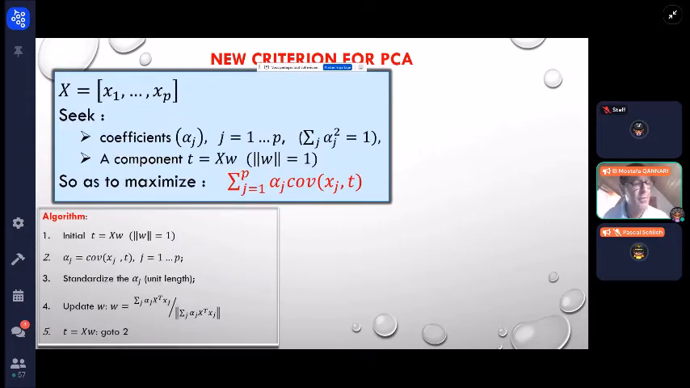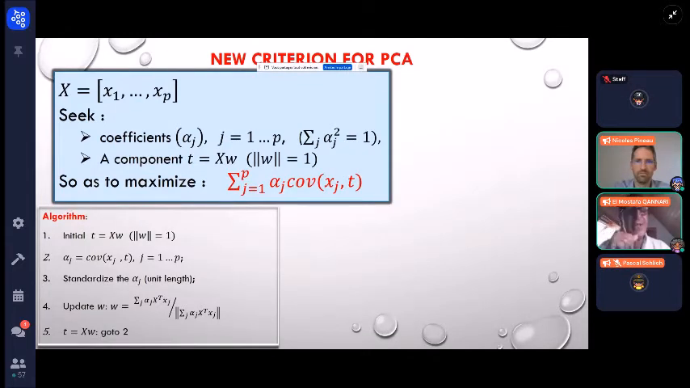As I said, I give a new criterion for PCA. There are many, many criteria for PCA. And here we have a data set X, and we see coefficients alpha_j, which will be very important in the following. These coefficients are constrained to have the sum of alpha_j squared equal to 1. And we have a component T, which is a linear combination of the X variables. But I ask you to focus rather on the alpha_j coefficients, because the sparsity will concern these coefficients. The component T is a target component. I'm leaning on this component to determine sparse coefficients. And the idea is to maximize this quantity.